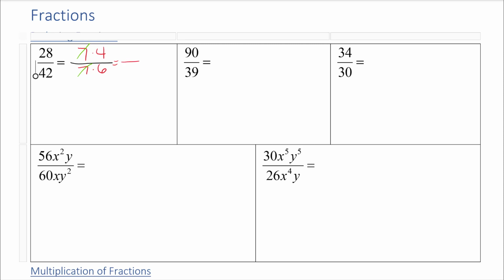Now 4 can be broken down to 2 times 2, and 6 can be broken down to 2 times 3. And now the 2 and the 2 can divide out, and I'm just left with 2/3. Now that's not the only way that I could reduce these fractions. Let's try to show you another way.